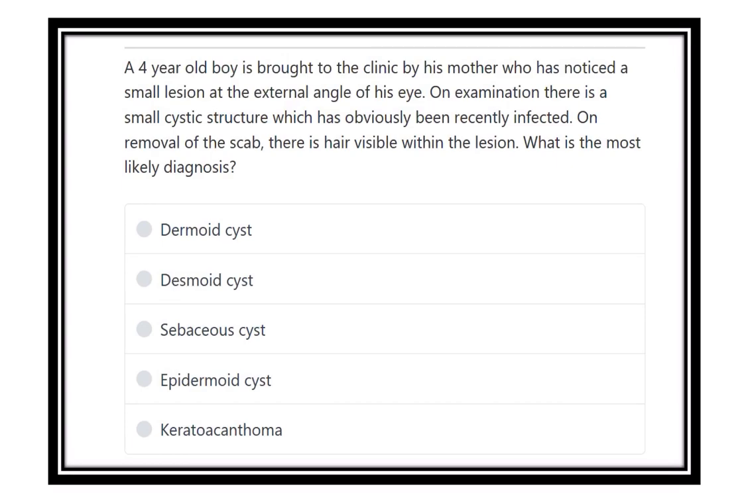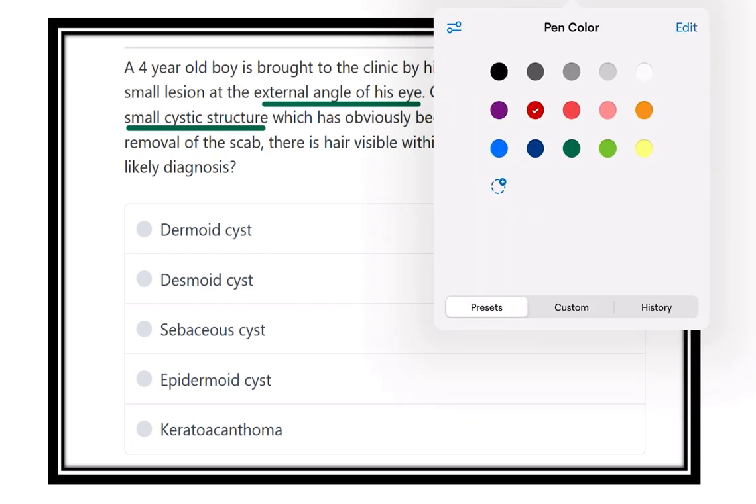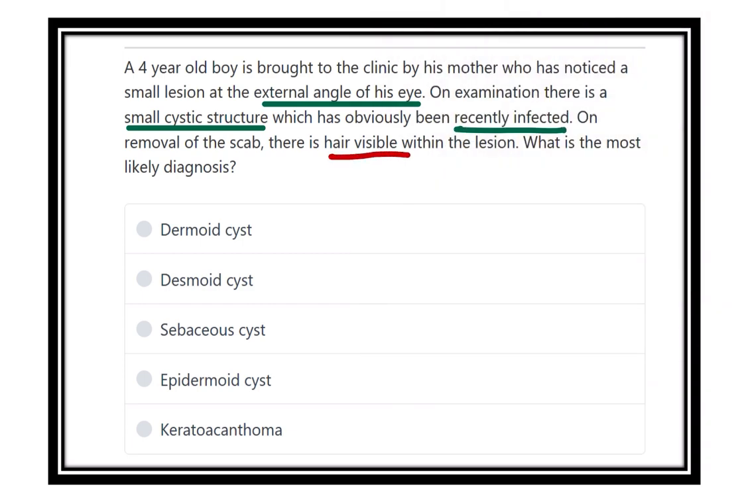A 4-year-old boy is brought to clinic by his mother, who has noticed a small lesion in the external angle of the eye. On examination, there is a small cystic structure which has obviously been infected. On removal of the scab, there is hair visible within the lesion. What is the most likely diagnosis?